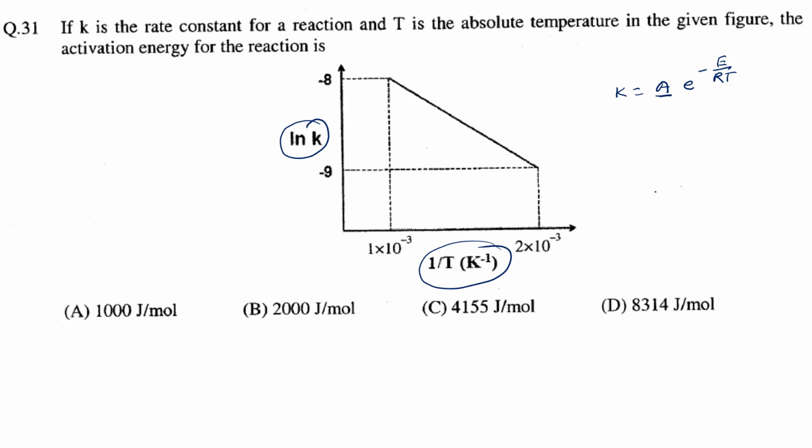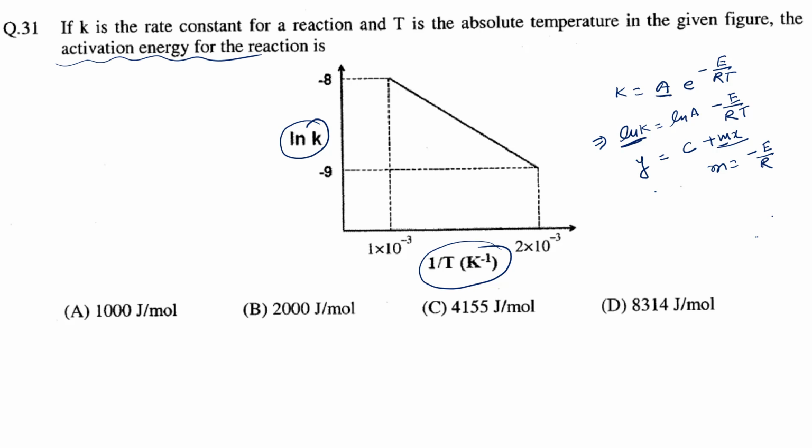To plot this graph, we will have to take ln in this equation, so it will be ln K equal to ln A minus E by RT. So this is ln K and here 1 by T. It is like y is equal to c plus mx, where m is your slope, so m is equal to minus E by R. So by equating with a line equation, we need to find the activation energy.